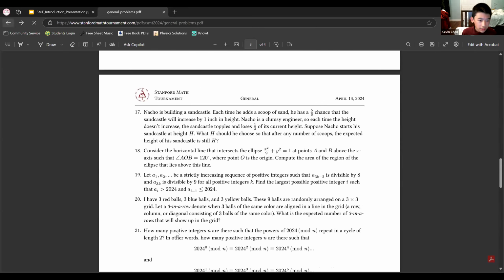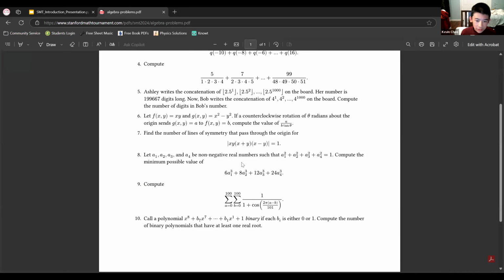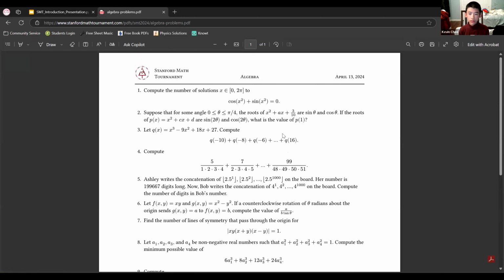And if you're more experienced, if it's your second or third year at the SMT, you're definitely encouraged to take the subject tests, for example, the algebra test. Click into it, it's 10 questions, 15 minutes. So it's slightly harder than the AIME, but if you're good at the mid-AIME questions, this shouldn't be that big of a problem for you. I hope that answers your question. Yes, thank you.